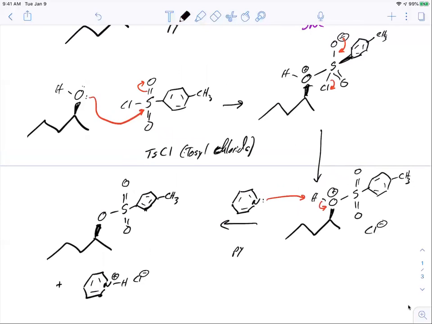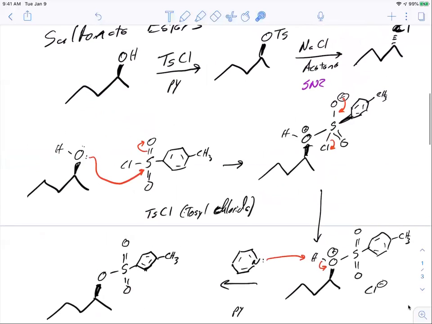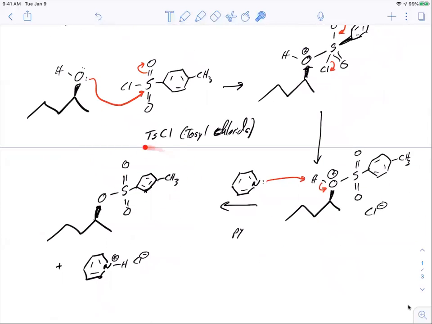So the alcohol reacts with the sulfur. Pi bond leaves. Second step, pi bond comes back down, kicks off the chloride. Pyridine picks up the proton to get us to the stable sulfonate ester. And the shorthand for this is the OTs. So all of this structure here is the Ts, the tosyl group.